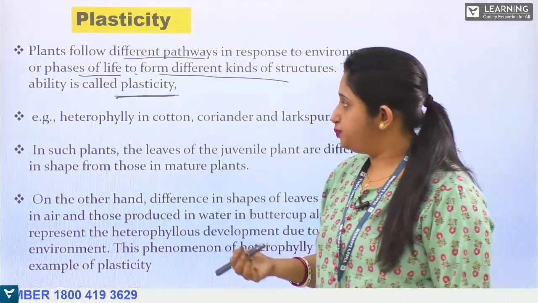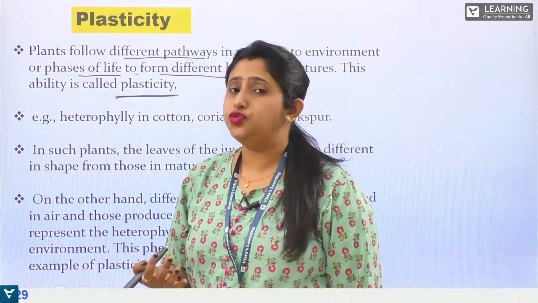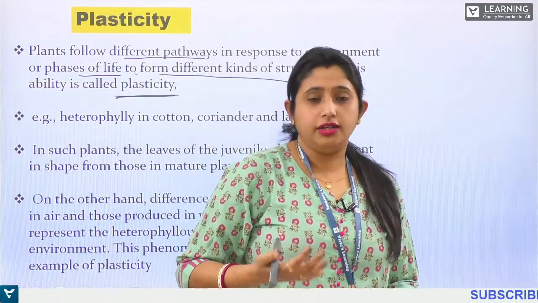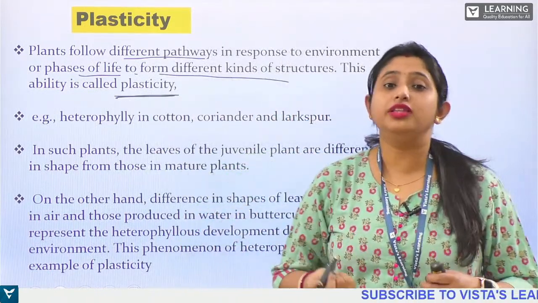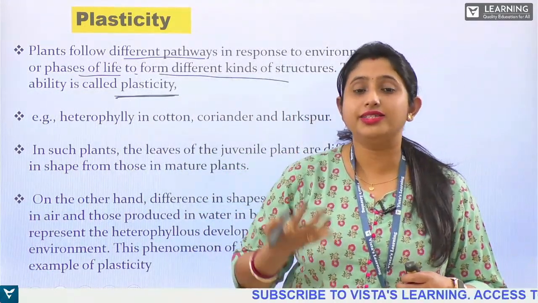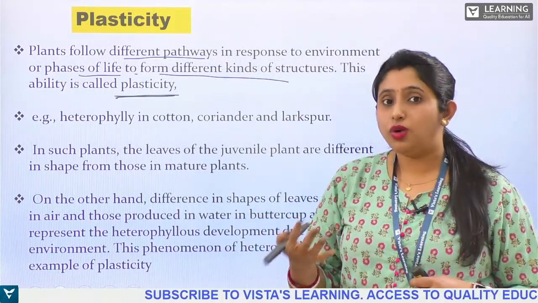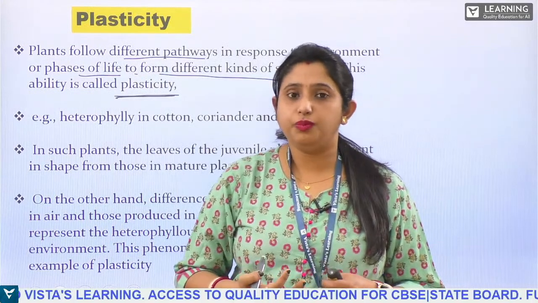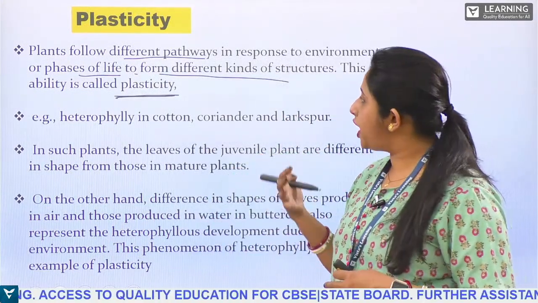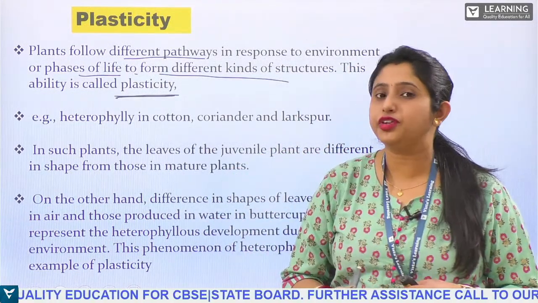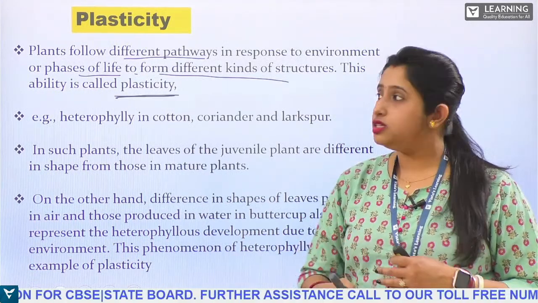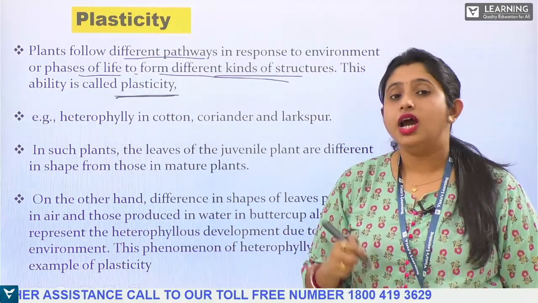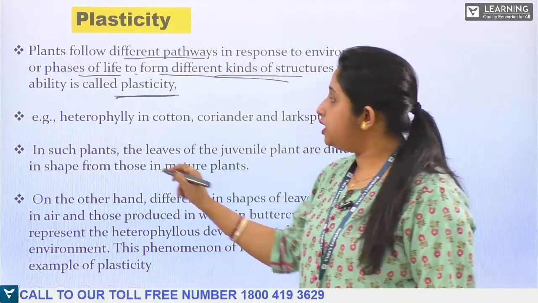Now, as I said, some plants grow in water and some on land, like terrestrial plants, right? So it depends on environmental factors like light, sunlight and water. All of these affect the growth of the plants. That is how plants differ from one another, and that is called plasticity. Because of this they have a different kind of structure, right?